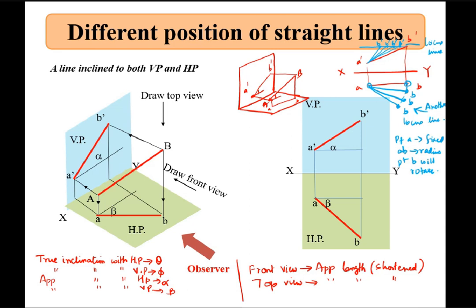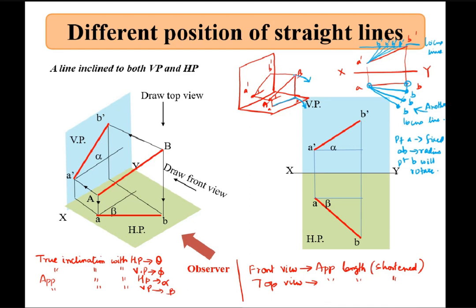Sir, how point B will rotate is not clear. This point A is fixed. My height of B is also fixed. I am just moving this straight line. Keeping point A fixed, I am moving this line, giving inclination with respect to VP. So what will happen to this one now? It will move like this in the top view. Clear?